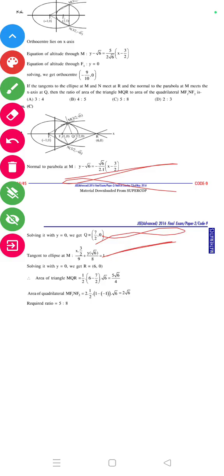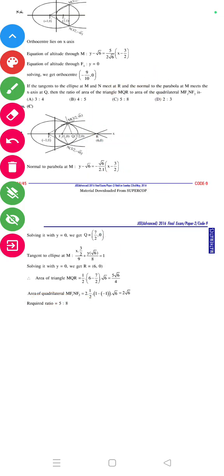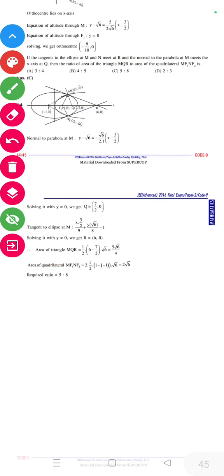Area of triangle MQR = 1/2 × (6 − 7/2) × √6 = 5√6/4. Area of quadrilateral MF1NF2 = 2 × 1/2 × (1 − (−1)) × √6 = 2√6. तो आंसर क्या आ जाएगा, required ratio 5:8. तो इसका आंसर आएगा 5:8. यहाँ पर ये मैथ वाला पोर्शन कंप्लीट होता है.